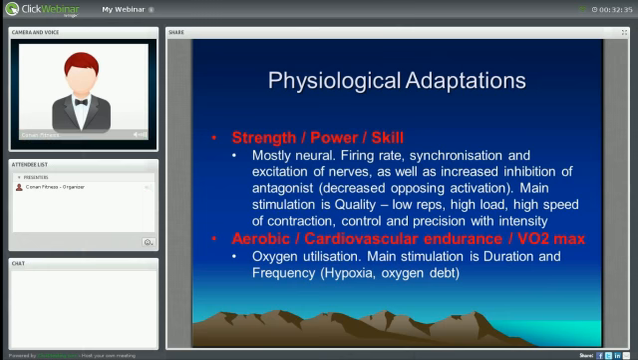When it comes to the aerobic side of things, so cardiovascular endurance, that whole VO2 max we spoke about, that all comes down to oxygen utilization. As I mentioned before, the body's ability to transport and utilize oxygen. So the main stimulus here is duration and frequency. Duration, and you notice it's not got to do with specificity. It doesn't really matter what you do, so long as you're getting into slight levels of breathlessness.